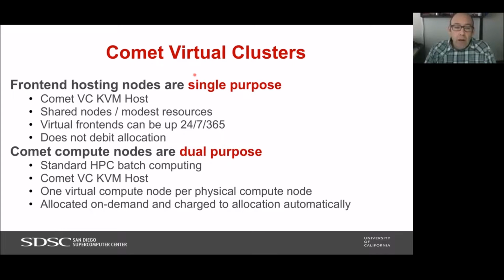Compute nodes, the actual physical nodes, are dual purpose. The compute nodes themselves are either used for our batch system or they're used to host Comet VMs. And it's a one-to-one mapping. Our virtual compute node runs on a full physical compute node. We don't share the node and we don't give you a slice of the machine. You get a full compute node. And one of the features of our virtual cluster environment is that when you start up these nodes, they're allocated on demand and charged through our batch system to the allocation that you're running under automatically. There's nothing for you to do to make that accounting work. All of the parts in our batch system are used the same way for the jobs that are running in your virtual cluster.